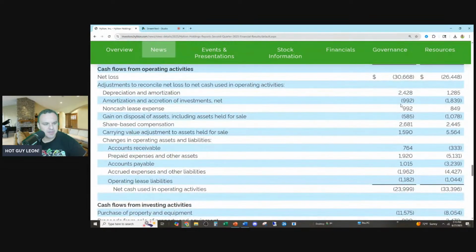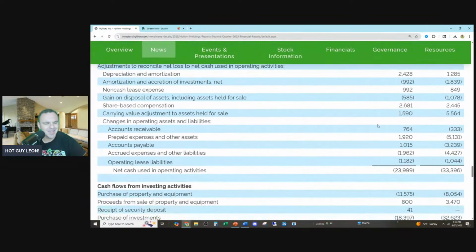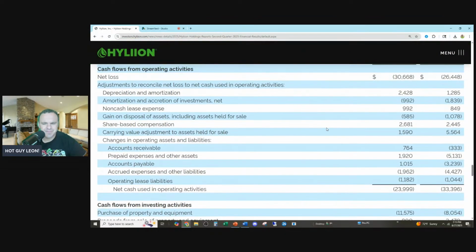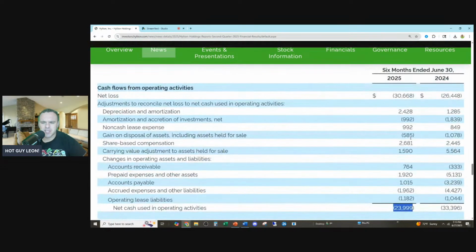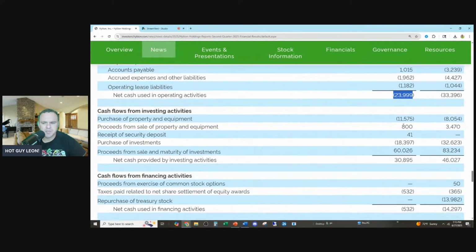Cash from operating activities. Let's see. Share-based compensation, $2.6 million of share-based compensation. The shares are worthless. Should be zero. Carrying value adjustment to assets held for sale. It was a subtraction. Okay, so they did some kind of write-down for assets held for sale. With cash burn in 6 months of $23 million from operations, plus an additional $11.5 million of capital expenditures.